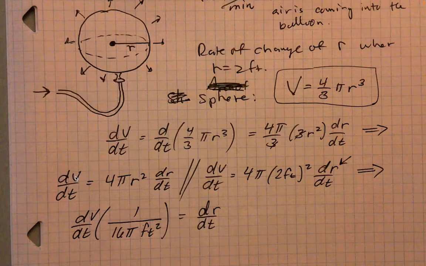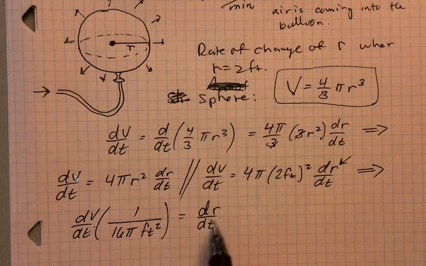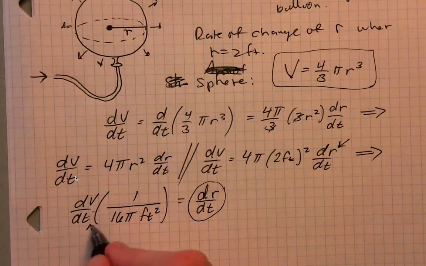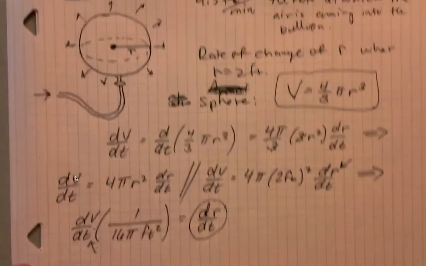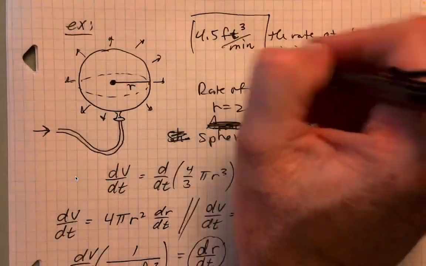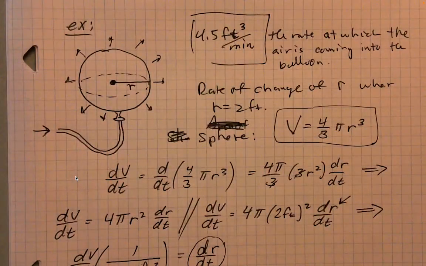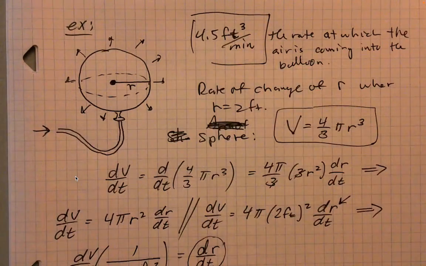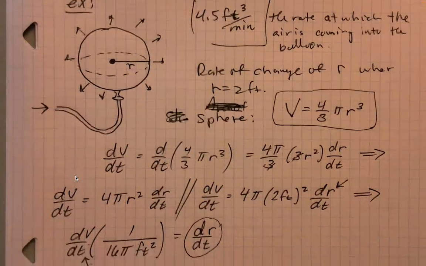And so let's see here. We're looking for this, right? We know this, right? Remember, this was a piece of information that was given to us very early on. In particular, we know that the rate at which the air is coming into the balloon is 4.5 cubic feet per minute. And so we can plug that information in for dV/dt. This is the rate of change of the volume with respect to time. Instead of 4.5, I'm going to use 9/2.